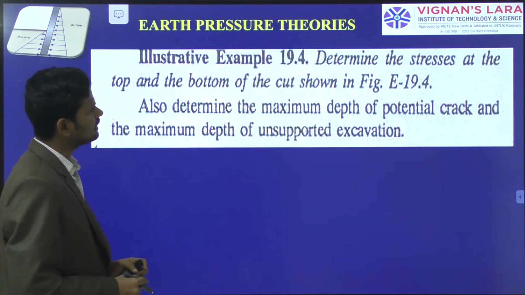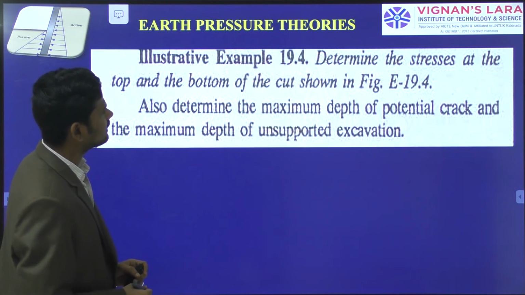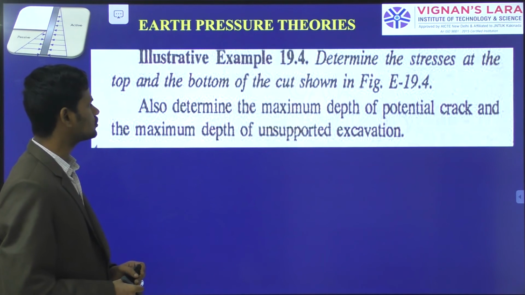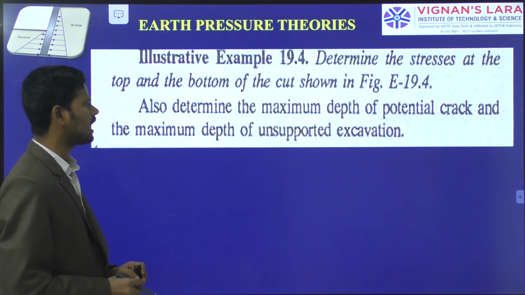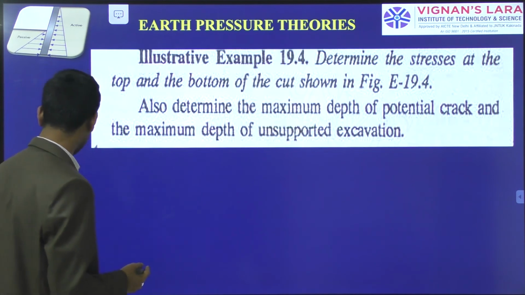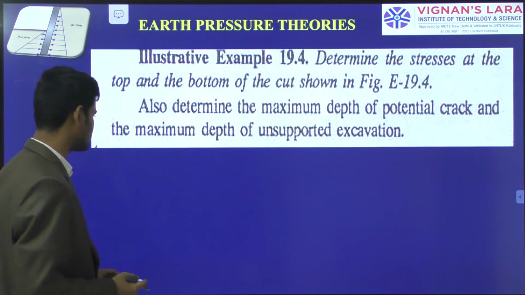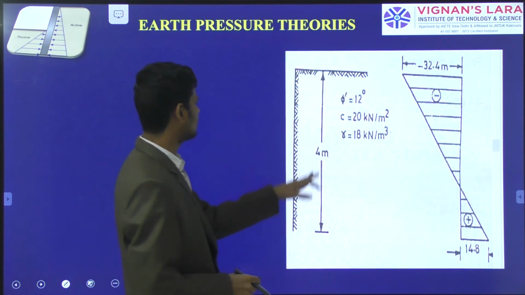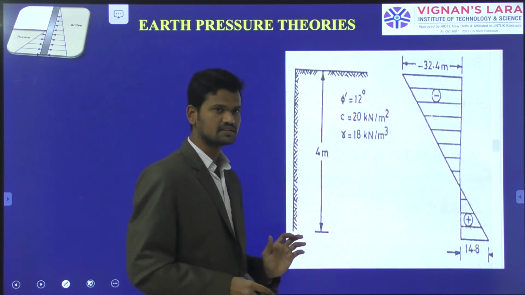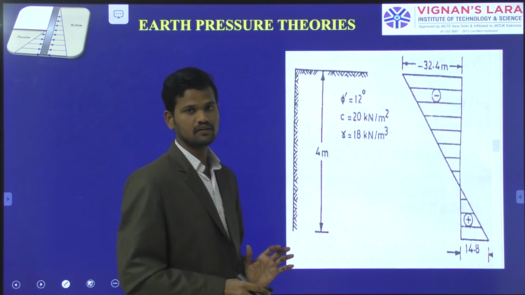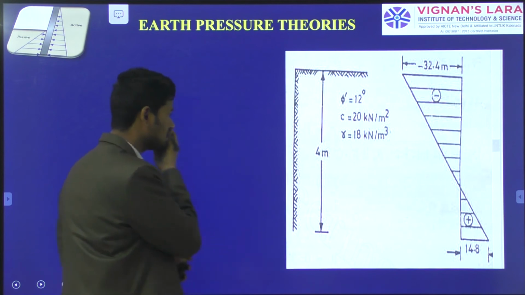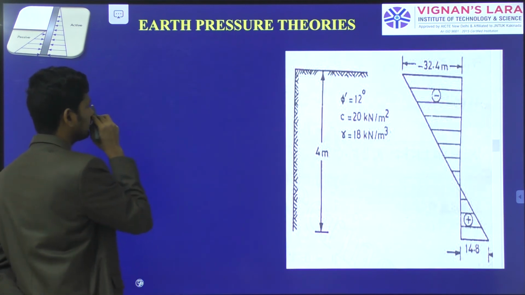Okay, and if you see here, determine the stresses at the top and bottom of the cut shown in the figure. Also determine the maximum depth of potential crack and the maximum depth of unsupported excavation. I will show the image. After seeing that image, you will understand the given parameters. And again, if you come here, this is the diagram given for calculation of active earth pressure and the depth of potential crack as well as unsupported excavation of the soil mass. Okay, this is the diagram given in the problem.